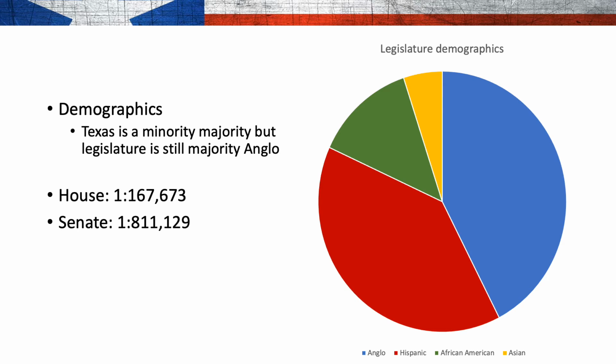House members represent about 167,000 people. So there's one House member for every 167,000 people. And in the Senate, there's one Senate member for every about 811,000 people in Texas.